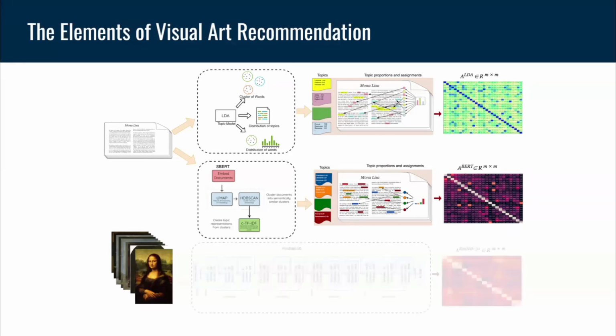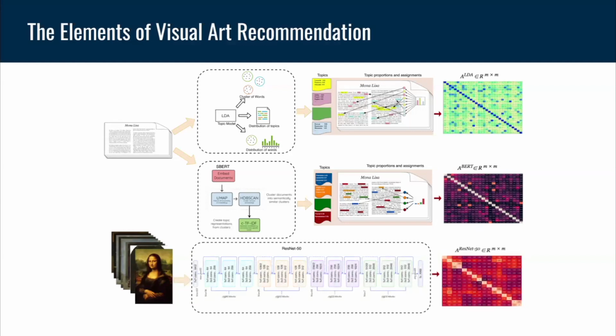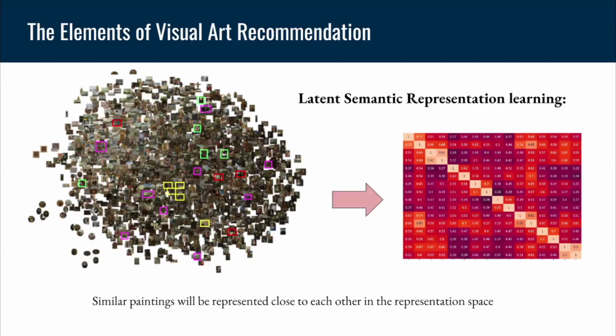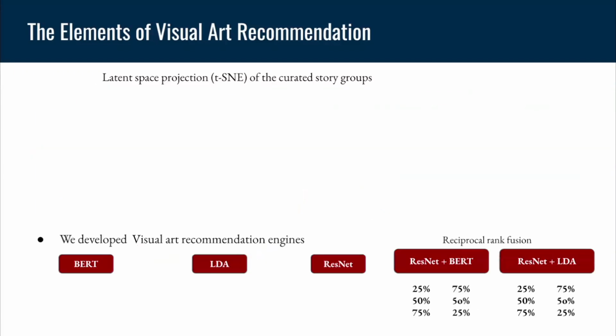Similarly, you can do the classic ResNet approach as a feature extractor, and then you end up with a similarity matrix. So if a user likes this painting, we can drive recommendations from this. The central idea is essentially that whatever technique you use to learn representations, you end up with some kind of vector space. In principle, similar paintings will be represented close to one another in this representation space, from which you can drive recommendations.